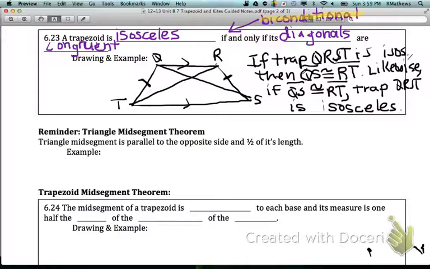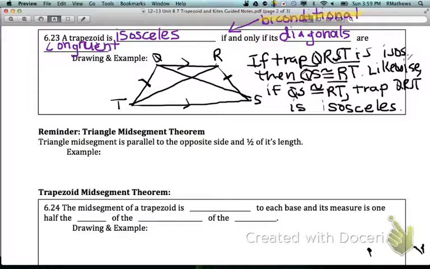We have this trapezoid QRST. We have the legs marked as congruent, and QR and ST are the bases with the sides parallel. So how this would work, being a biconditional, is we would say, if trapezoid QRST is isosceles, then QS must be congruent to RT. The diagonals have to be congruent. Likewise, we can also say that if QS is congruent to RT, then trapezoid QRST is isosceles. So we can use this to prove a trapezoid is isosceles, or if we know one is isosceles, to prove the diagonals congruent to each other.